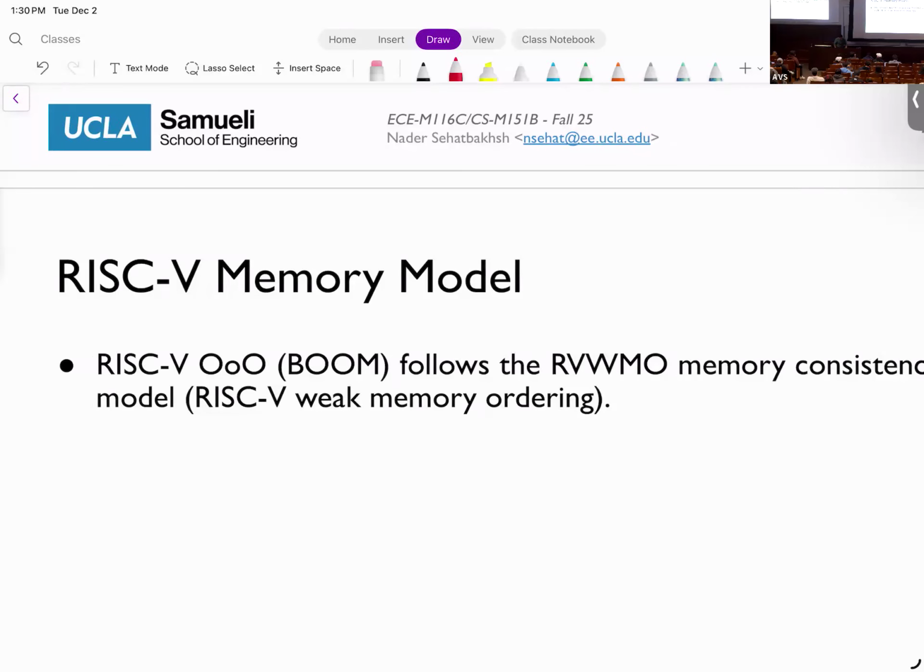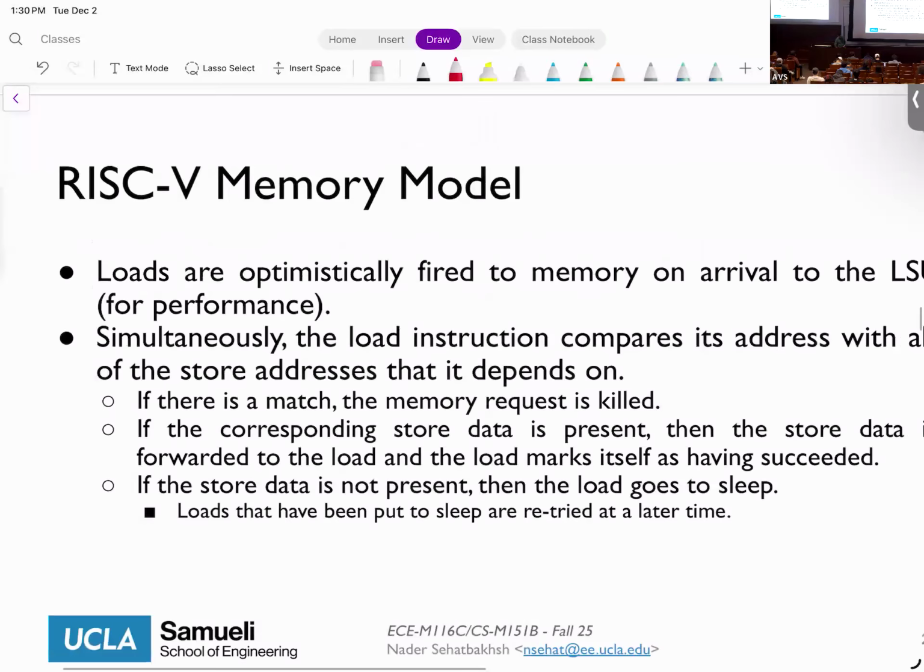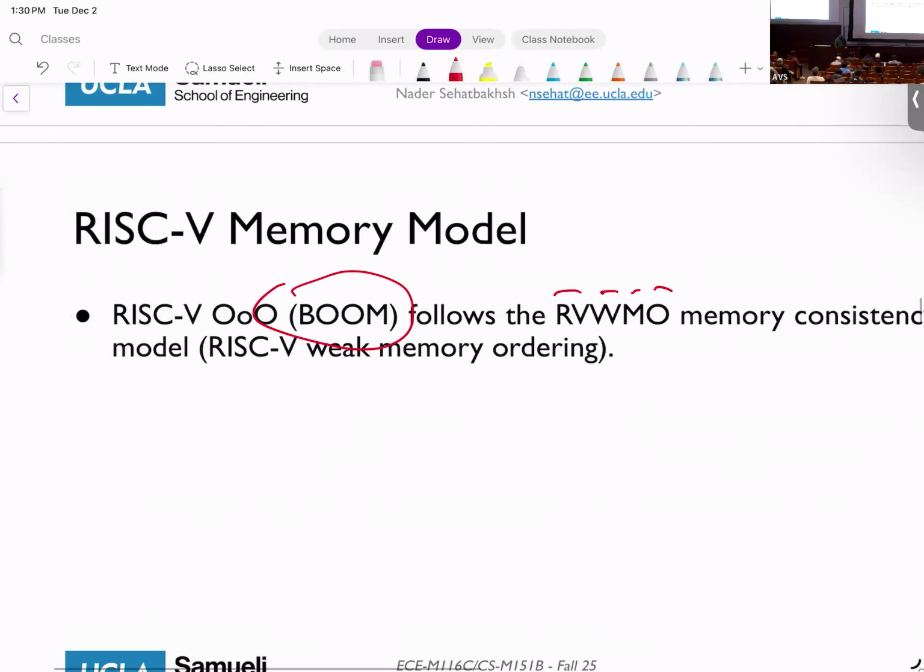The one that I want to focus a little bit more on is the RISC-V model. As I said, RISC-V uses RISC-V weak memory order. This is a weak model. It's some sort of TSO, but it's weaker than TSO. And as I said, the BOOM core is the out-of-order version of RISC-V that's actually implementing this. You can search through the documentation of the BOOM core. If you remember, I showed you the block diagram of the BOOM core when we were talking about out-of-order. So it actually implements this model.